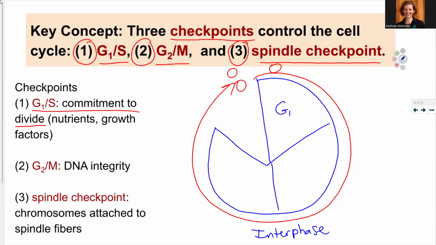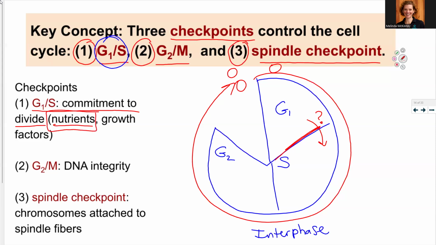G1, S, and G2, right? So we learned that in the cell cycle video. So here we're looking at between G1 and S, we're doing a check. So there are enzymes in the cell that are going to go in. And at this point, before it allows it through, it's going to determine if we have the proper nutrients.